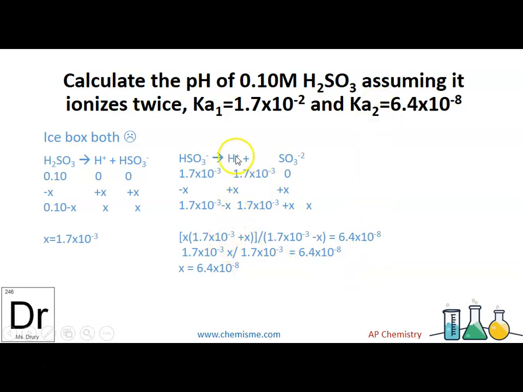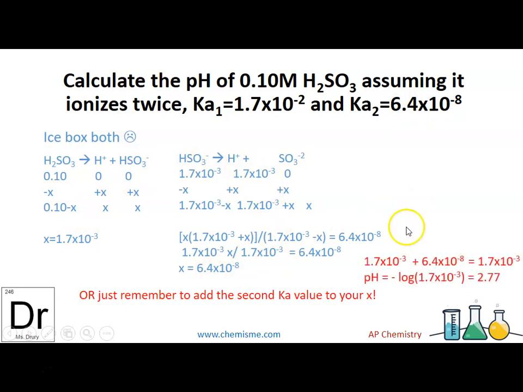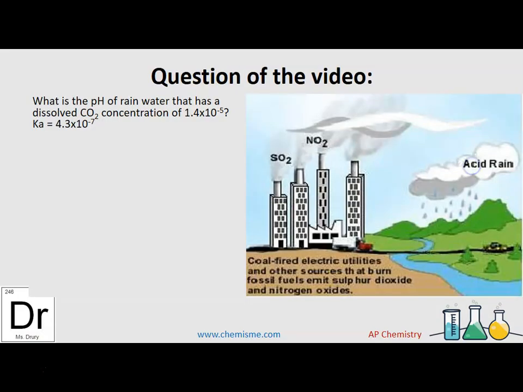And in that case, now what we have to do is just go back to our icebox. The hydrogens are equal to the first hydrogens, X, which is 1.7 times 10 to the minus 3, plus the second hydrogens, which is 6.4 times 10 to the minus 8, the Ka2. So now what we do is we add them together and then just negative log the addition, and we get 2.77. I guarantee we will practice this more in class. It's nothing to be worried about. It's just 2 iceboxes.